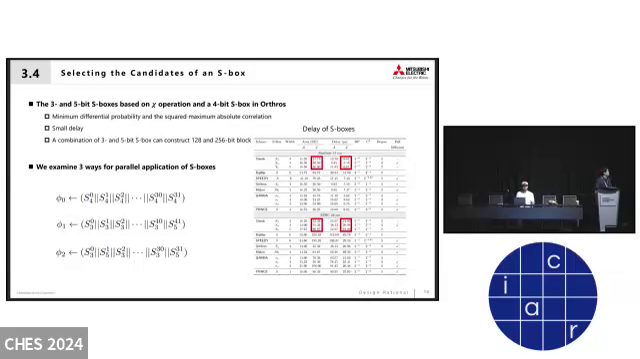Okay, so how can we select the SBox? We select the 3 and 5-bit SBoxes based on the Chi operation, which is a very popular operation used in ASCON and KECCAK, and the 4-bit SBox in Orthoros. And we also examine three ways of parallel application of SBoxes. The first one, phi 0, is 32 4-bit SBox applications in parallel. Phi 1 is 41 3-bit applications with one 5-bit SBox. And phi 2 applies the 3-bit SBox and the 5-bit SBox alternately.